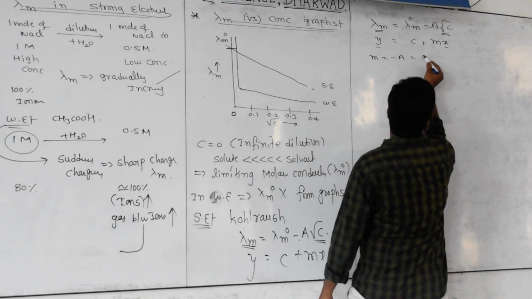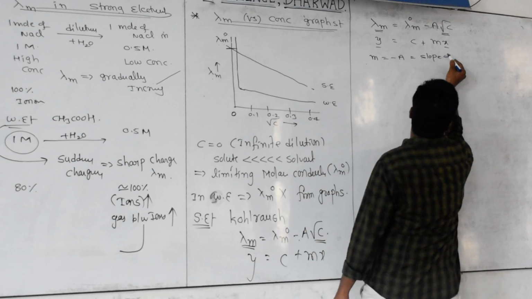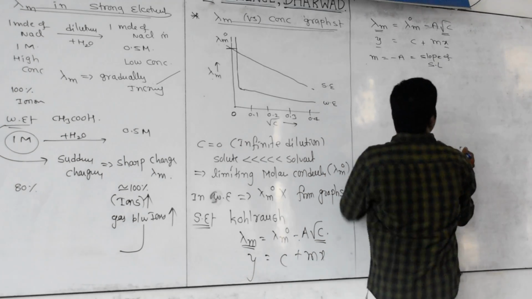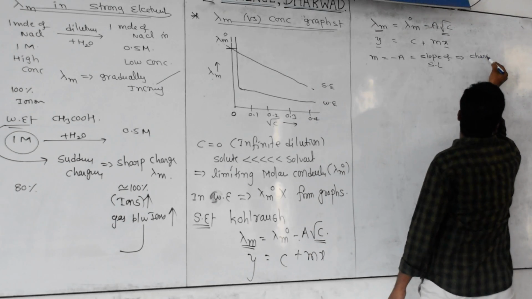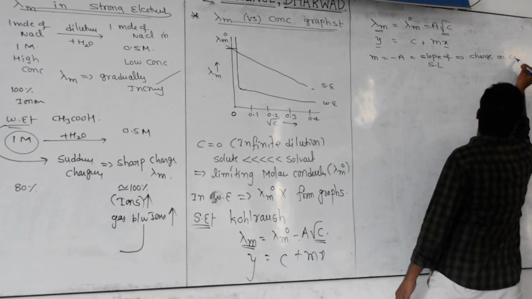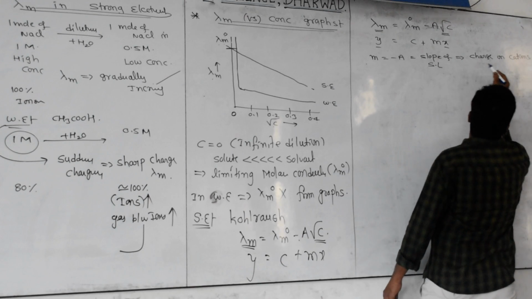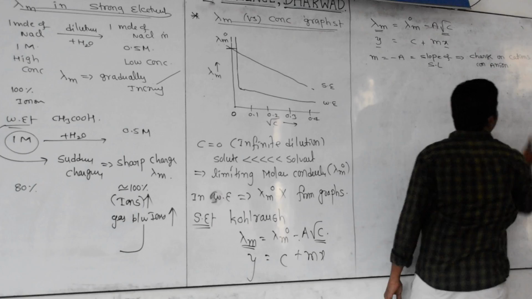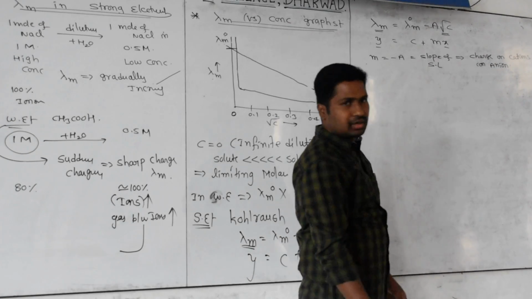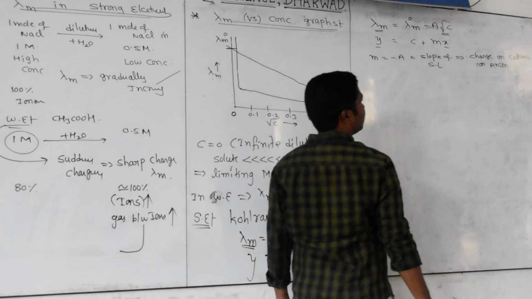This is nothing but the slope of this straight line. So the a value will depend upon the charge on cations as well as anions. Anyway, we are taking electrolyte, which means neutral, no? We can take either positive charge or negative charges, it is depending on that.